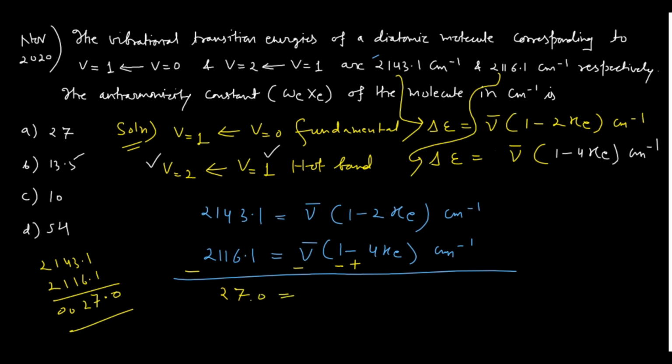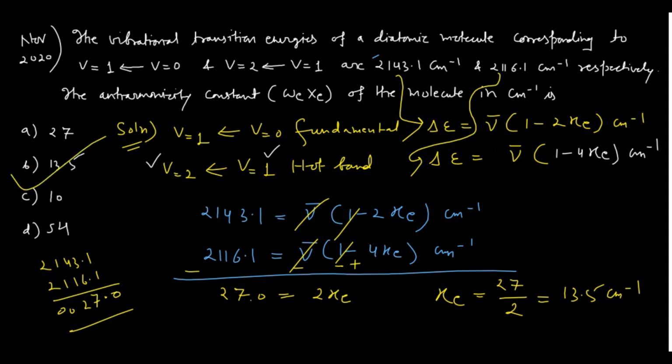And then the nu bar terms, 1 and 1, get cancelled, and then you will get 2 xe, because 4 minus 2 will give you 2, and xe is already there. So then your xe equals 27 by 2, that will give you 13.5 centimeter inverse. Let's check whether it is given or not. That's 13.5. Here you can see 13.5, option B is the correct answer. So this is how you can solve the problem. Now moving to the next problem.